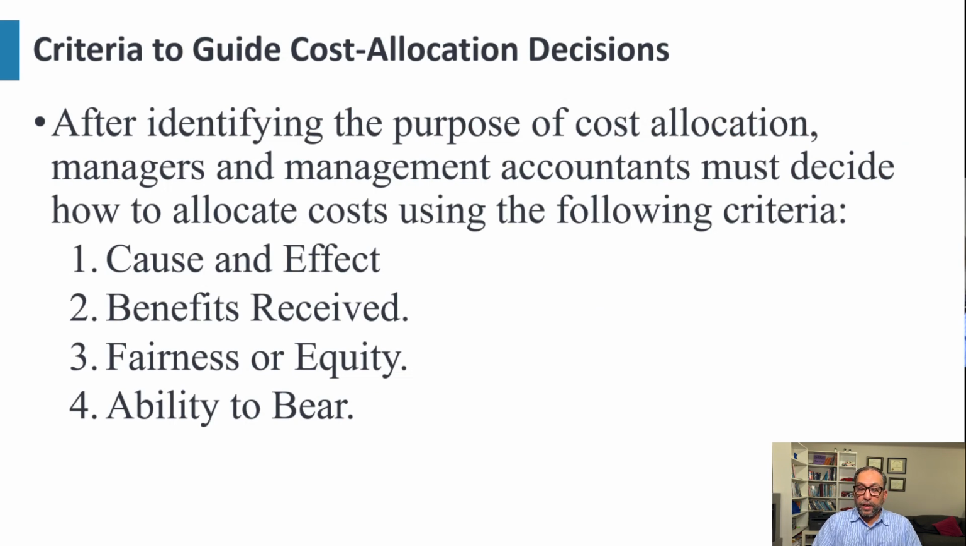Now, what are the criteria that we have to keep in mind when we are dividing? After identifying the purpose of cost allocation, managers and management accountants must decide how to allocate costs using the following criteria. The first one is cause and effect. There must be some relationship. If there is no relationship, then there is no need to charge the cost of that particular event, item, department or service.